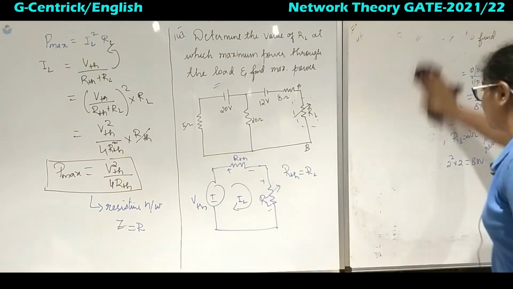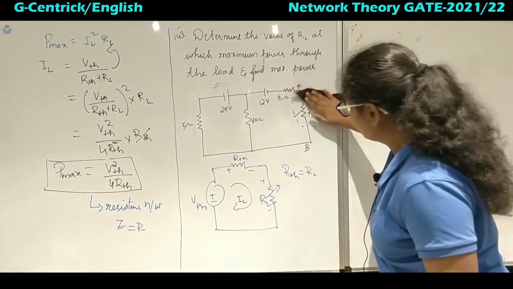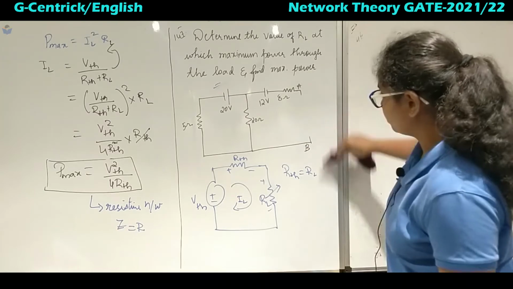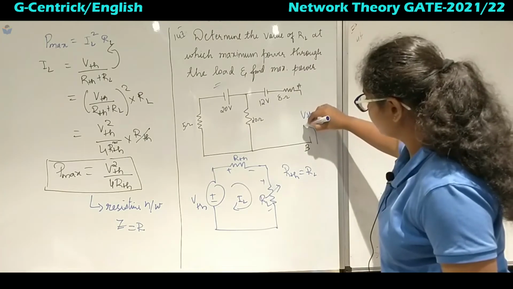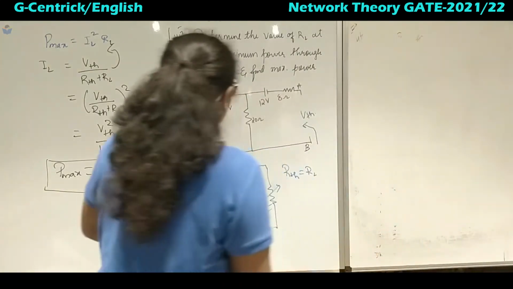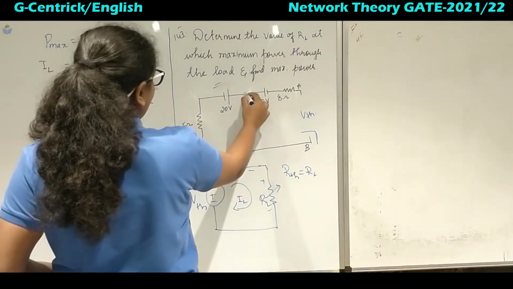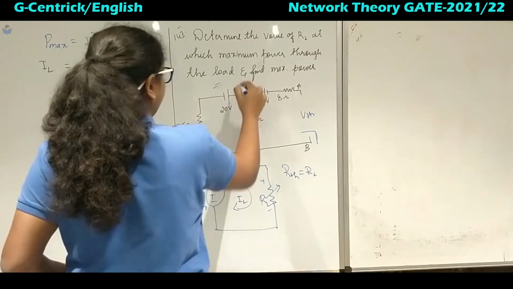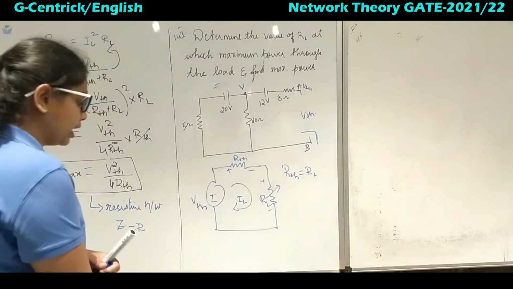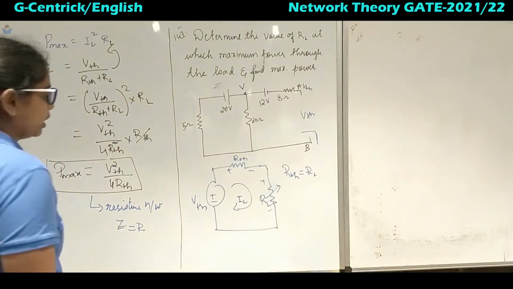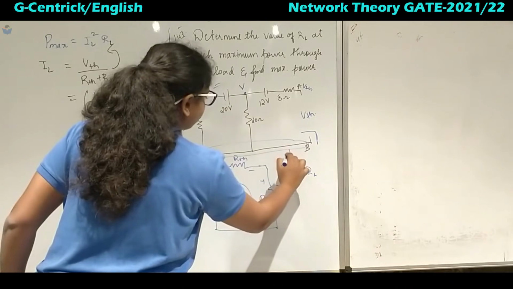Next, we have to find VTH and RTH. To find VTH, in this circuit I will take this RL out. So this is nothing but VTH, we have to find this one. Now, I'll take this node voltage as V, and here it is VTH. So how do I solve this for VTH? We'll take nodal analysis, and that is the reference node.